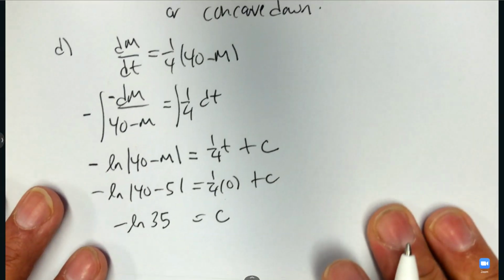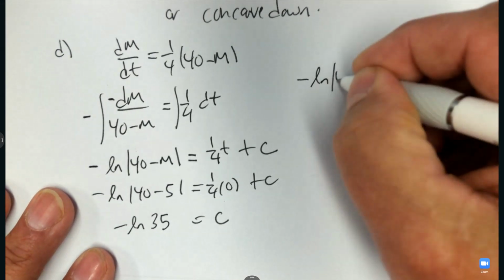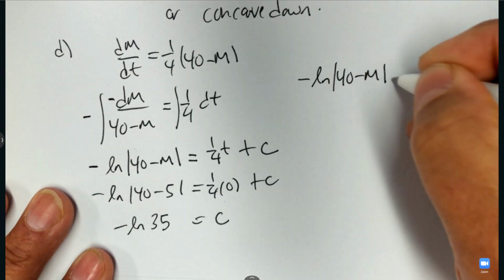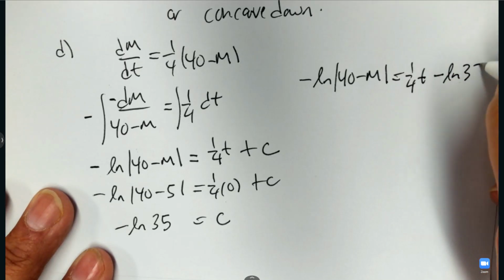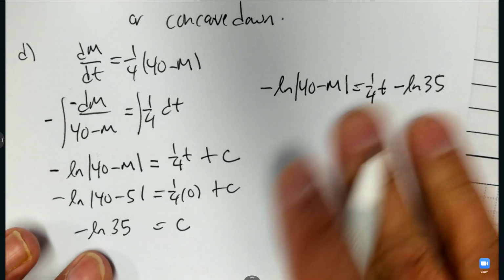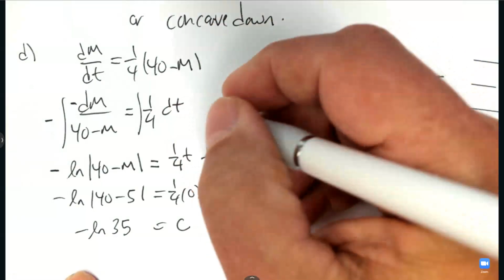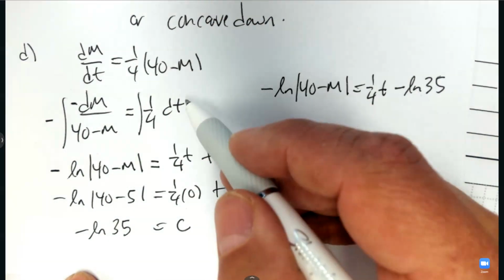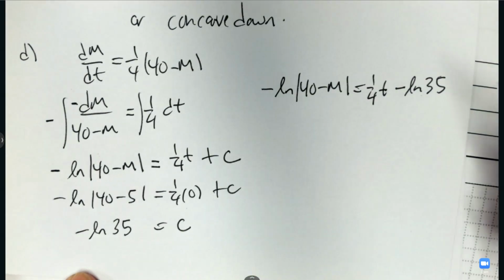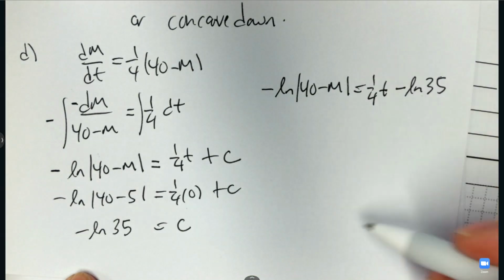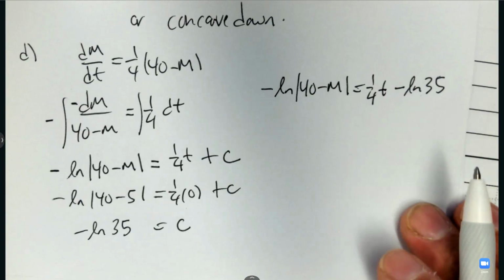I'm going to continue up here. So we have negative ln 40 minus m equals 1/4 t minus ln 35. Now I need to solve for m. By the way, you would get a point for separating the variables. You get 2 points for integrating correctly, a point for finding c, and then the last point is this. So if you're having a hard time with this, it's 1 point only that's left.